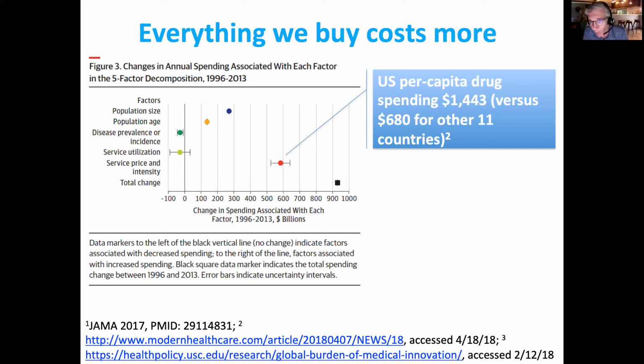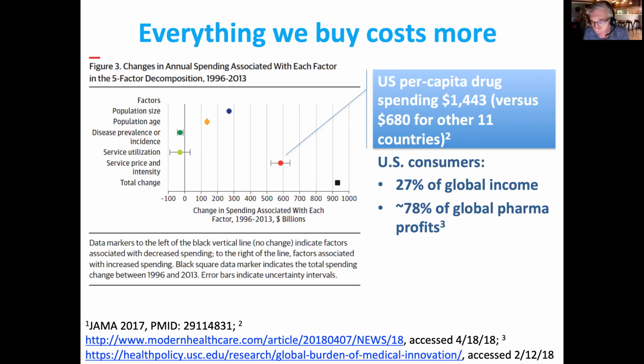So our per capita drug spending in this country now approaches about $1,500 per year per person. That's versus around $700 for the other 11 countries that I just showed you in those other figures. To put that even more starkly, Americans account for a little less than 5% of the world's population, but we account for 27% of global income, so not too shabby, right? So we're a developed, rich country.